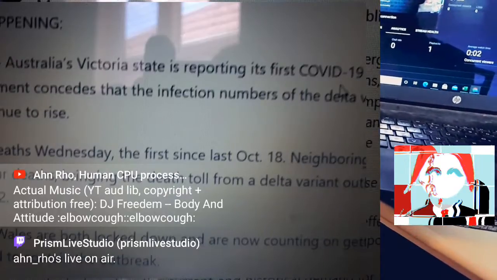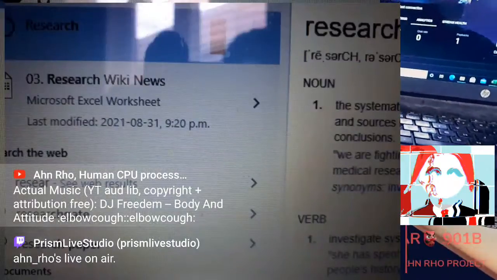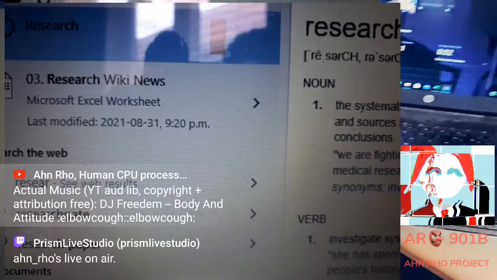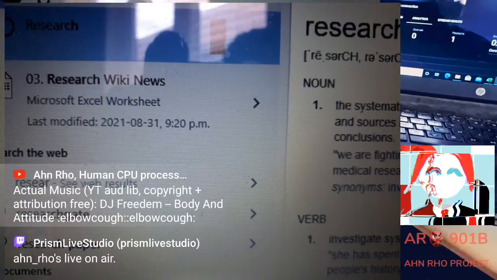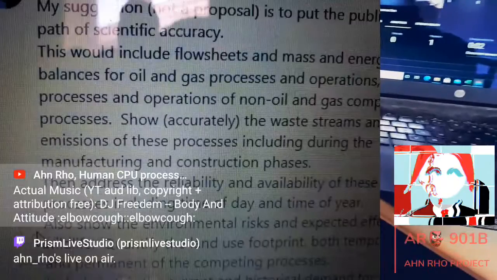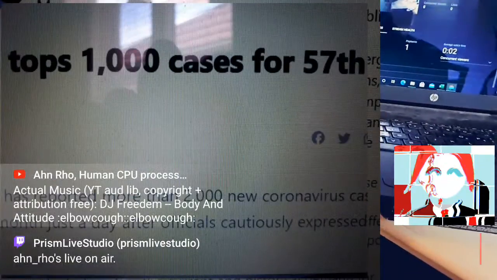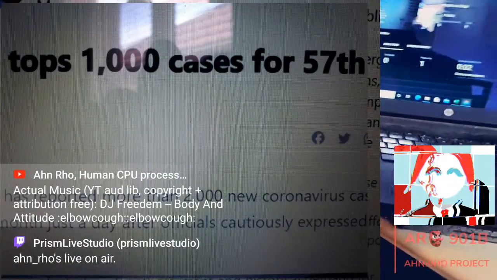Here, like I said, Australia, Victoria State. And finally, me trying to document it onto the research Excel document. Now I want to cover the food. Okay, here's some cases. Like I said, 57th day in South Korea, over 1,000 cases.